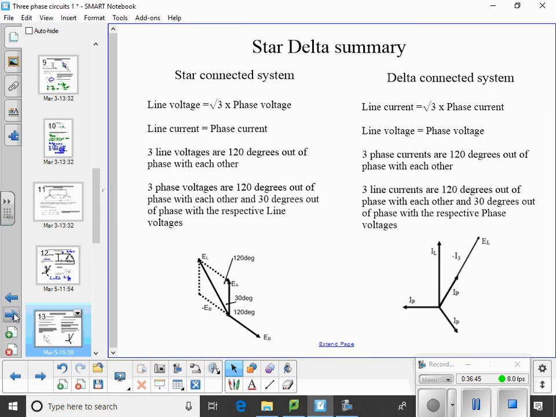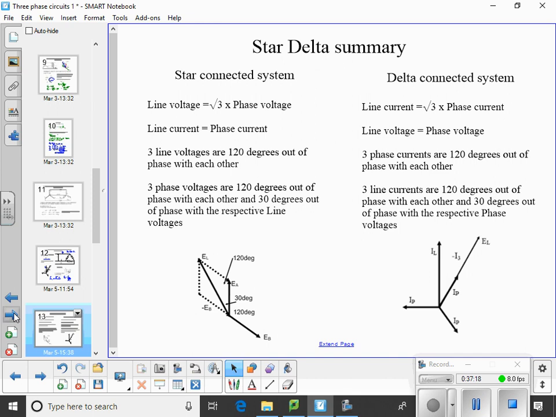So, star delta summary. Just to summarise, got one slide summarising to be useful. In a star connected system, a line voltage is √3 times the phase voltage. Line current and phase currents are equal. You get 3 line voltages 120 degrees out of phase with each other, and 3 phase voltages 120 degrees out of phase with each other, and 30 degrees out of phase with the respective line voltages.